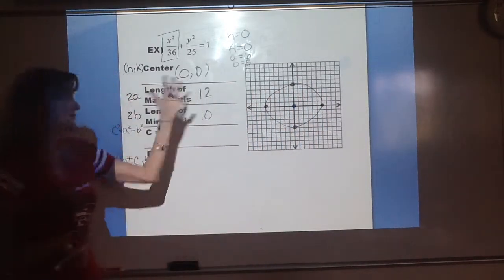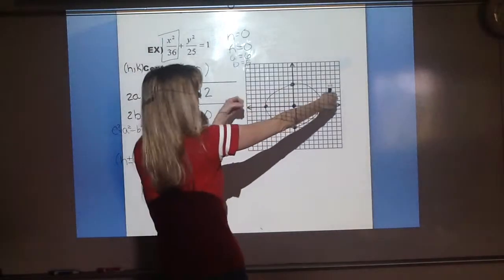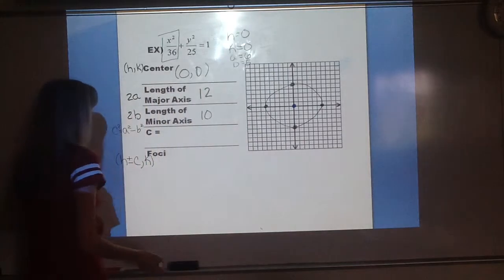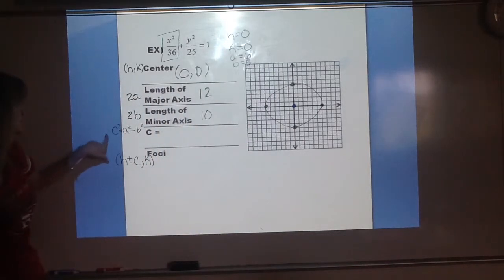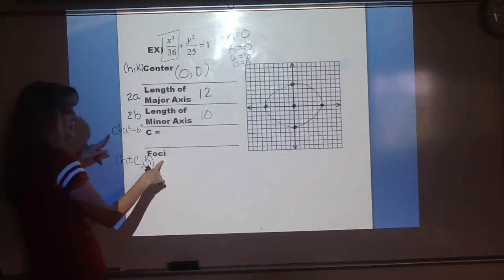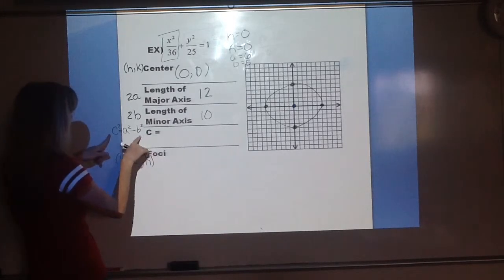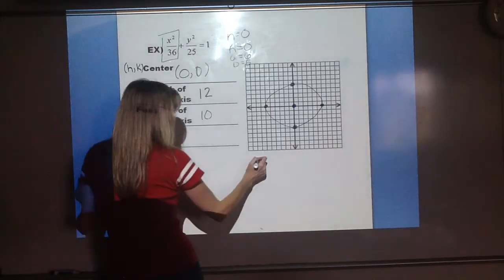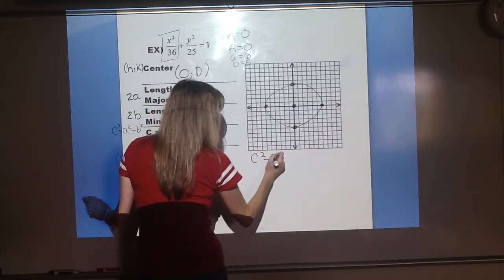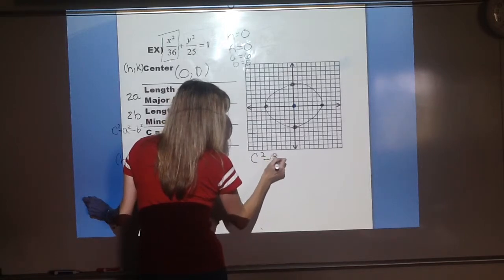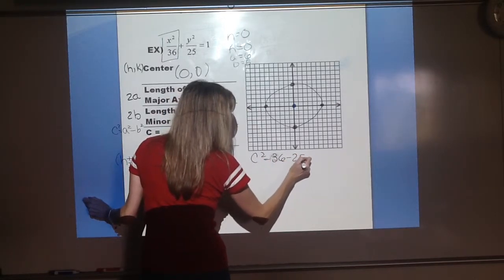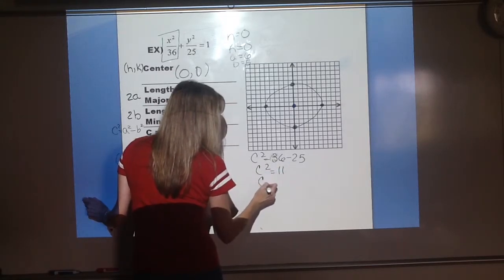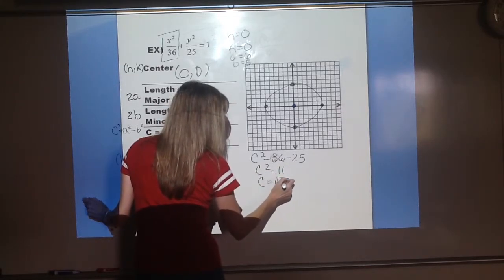It's terrible, but there's my ellipse. It's a little bit longer left to right than it is up and down. All right, C. I have to find C so that I can find where the foci is. I'm going to use the formula c squared equals a squared minus b squared, where a squared is 36 and b squared is 25. So c squared equals 36 minus 25. So c squared equals 11. So c equals the square root of 11.